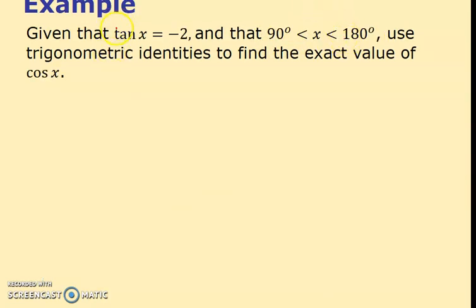Anyway, given that tan x is minus 2. Now this is why I wanted to highlight that, because look, here is an example where the numbers can be different. It says x is not between 0 and 90, in fact it's between 90 and 180.